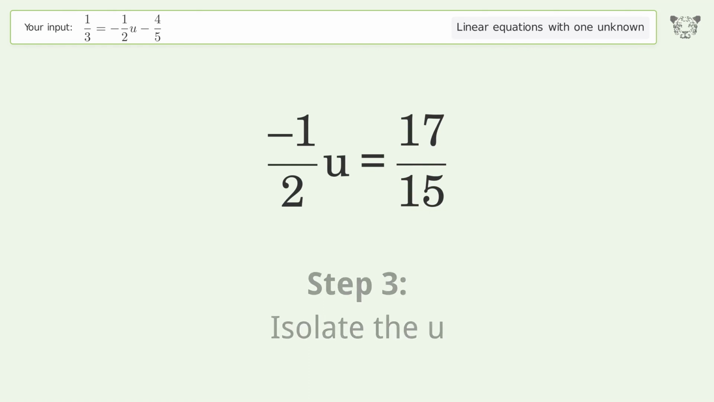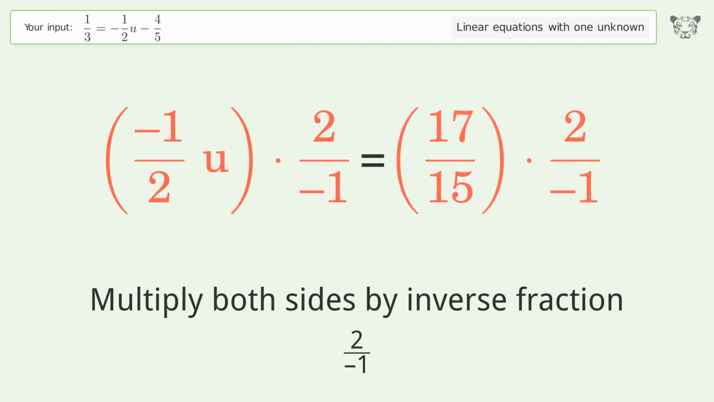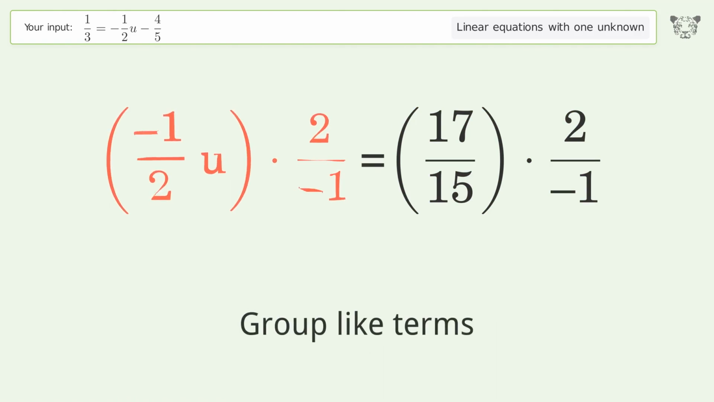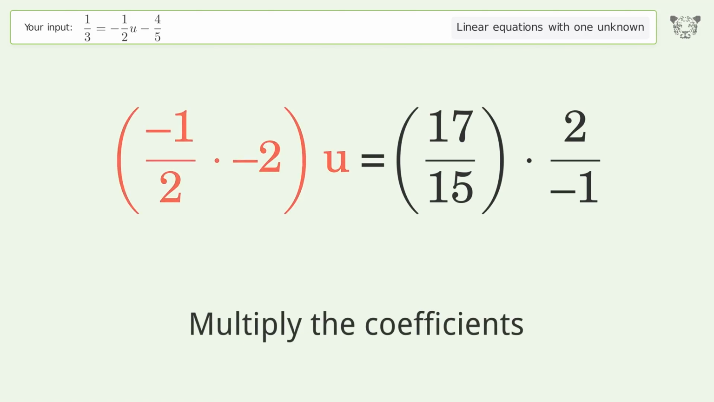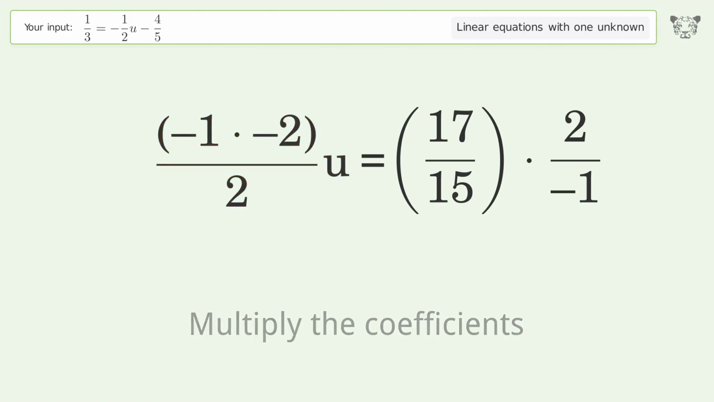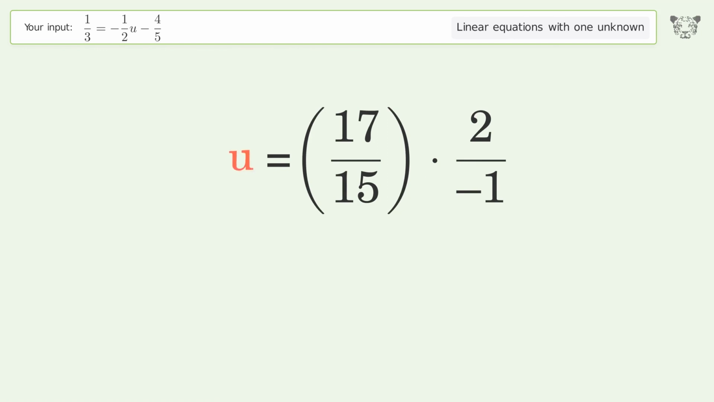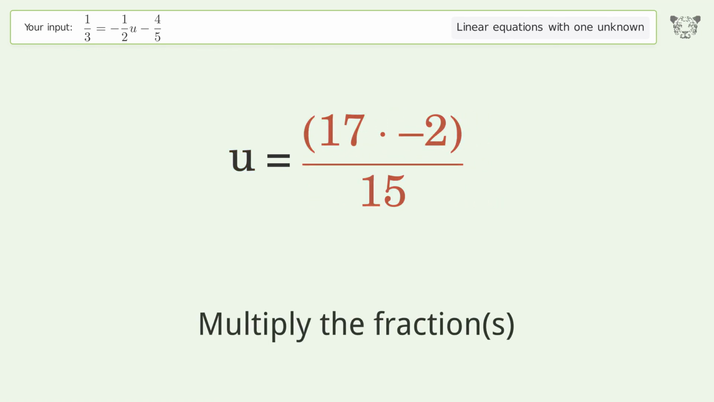Isolate the u. Multiply both sides by inverse fraction 2/-1. Group like terms. Multiply the coefficients. Simplify the arithmetic. Multiply the fractions. Simplify the arithmetic.